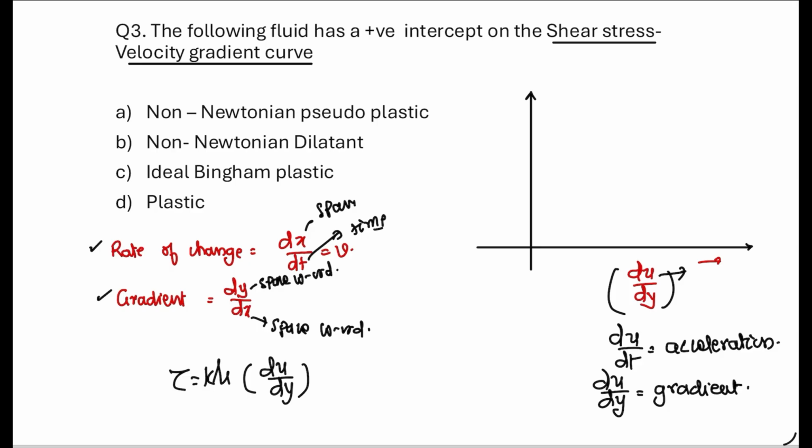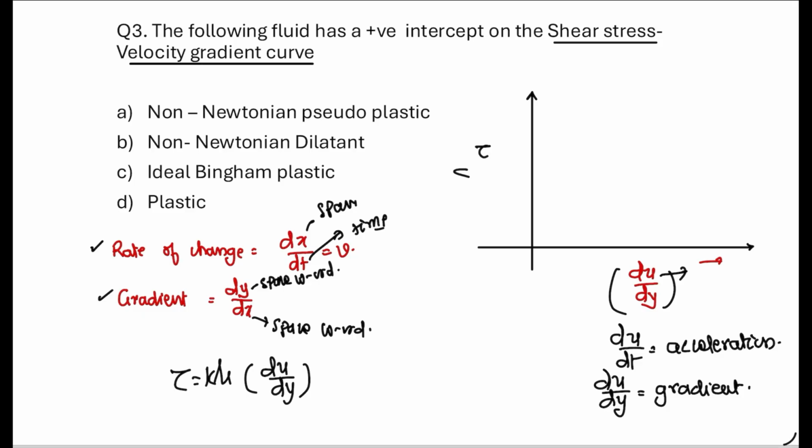Now, when mu is constant or k is a constant, then tau is directly proportional to du by dy. That is Newton's law. This is tau, shear stress. What is the shear stress unit? Newtons per square meter in SI units, that is equal to Pascal.